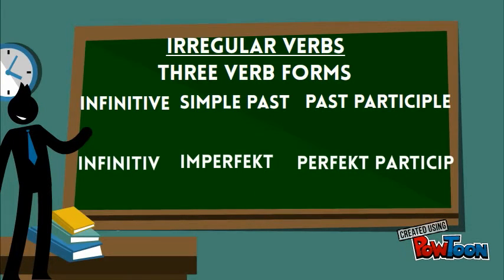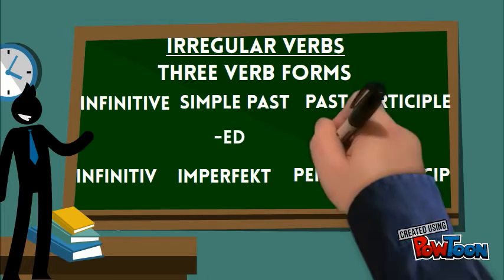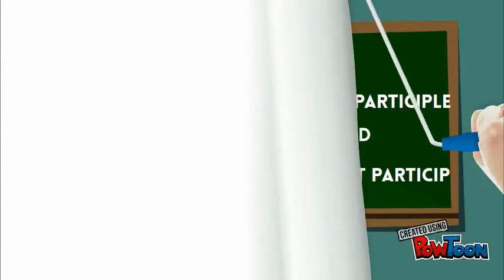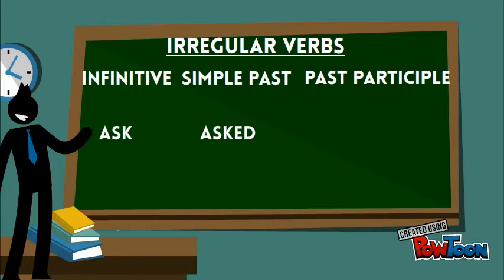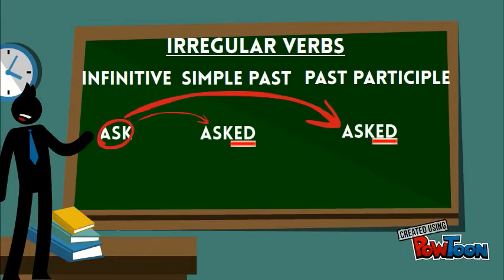The difference between a regular and an irregular verb is that regular verbs end with ed in simple past and past participle, while irregular verbs have different endings altogether. Let's look at an example. Ask, asked, asked. As you can see, in the last two verb forms, ed has been attached at the end of the verb.